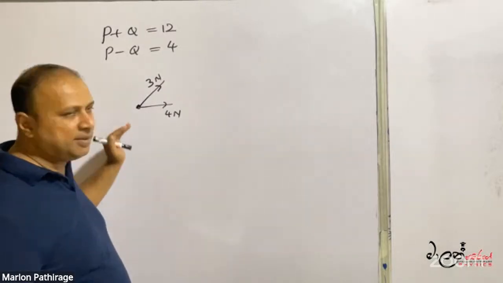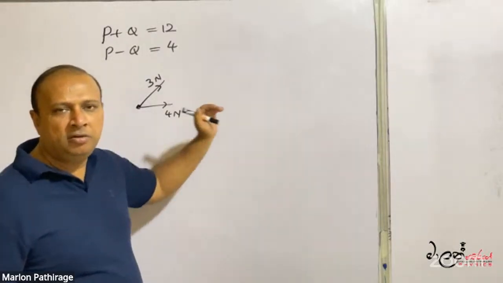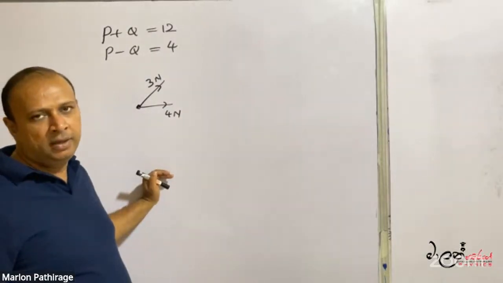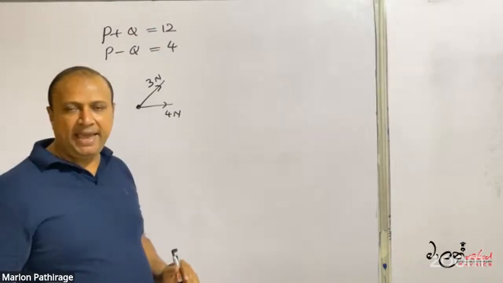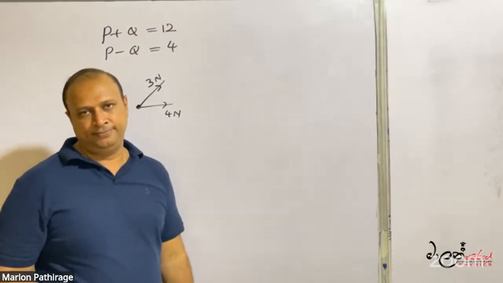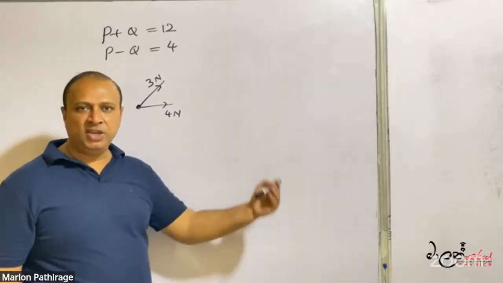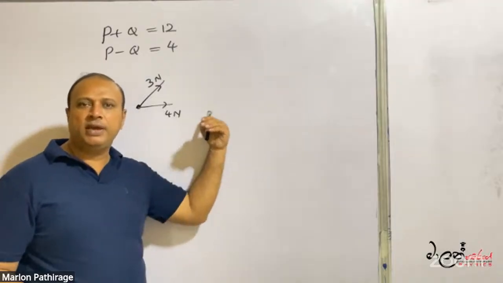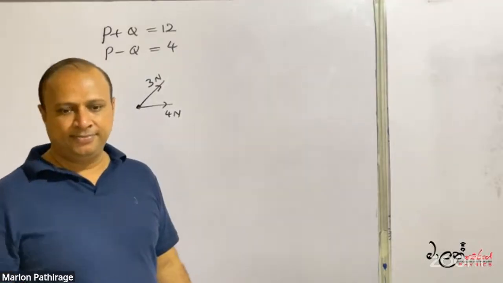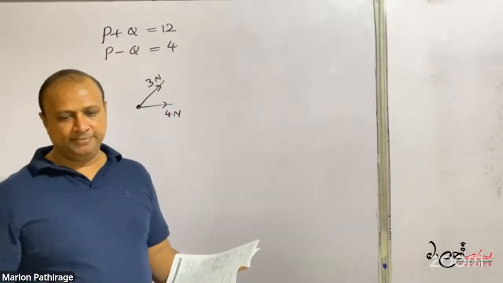4 minus 3, subtraction is 1 Newton, addition is 7 Newton. It should be in between 1 Newton and 7 Newton. We cannot say an exact value because we are not given the angle. In such cases, we can say a range. The range should be in between the minimum value and the maximum value. Is that clear? If it is clear, please raise the hand. Anyone question?